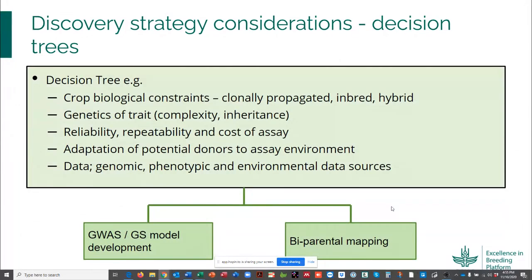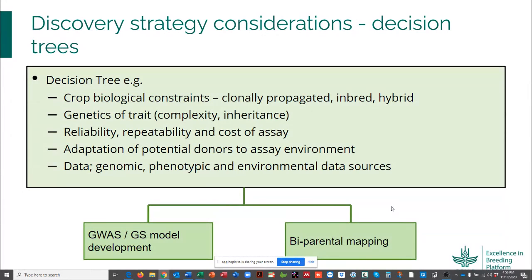Again, those same questions about assays, questions about the adaptation of potential donors to the assay environment, and then another question of what available data do we already have in terms of genomic resources, phenotypic resources, and other data sources such as environmental data. All of these could be compounded and weighted in a way that we can then select optimal approaches for discovery. And there's just a couple of examples here, whether we're going for polygenic traits towards a GWAS or a genomic selection kind of model development strategy, or whether we can really focus on something that is much simpler inherited, where we could quite cleanly implement a biparental mapping strategy.